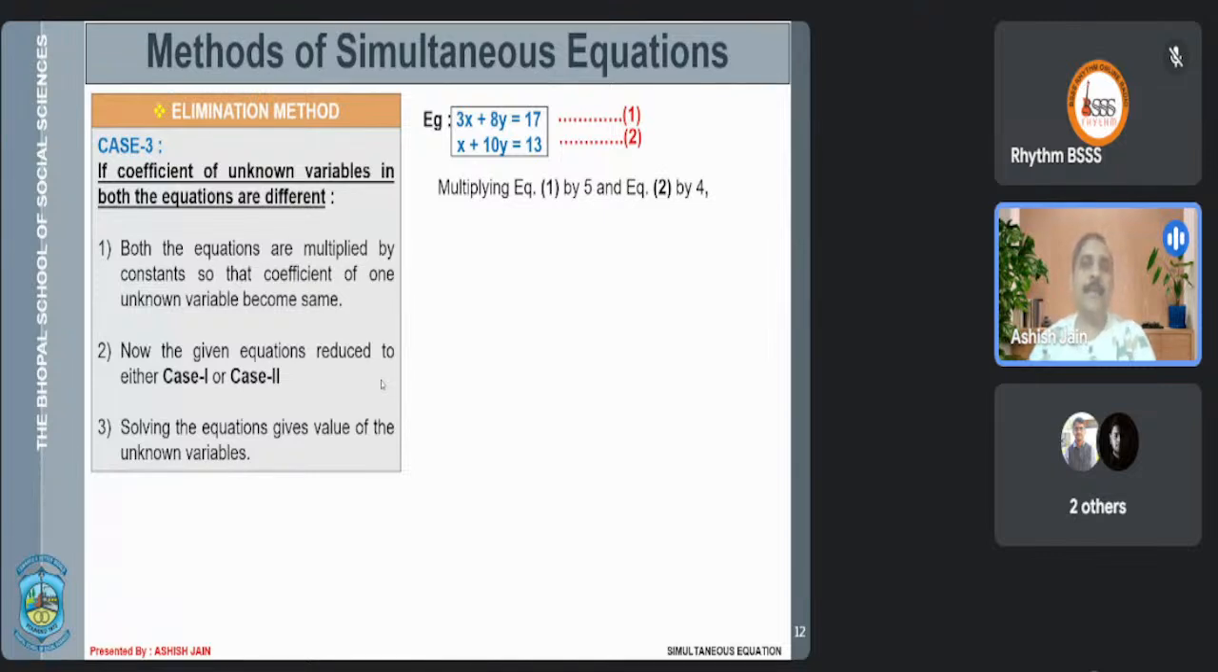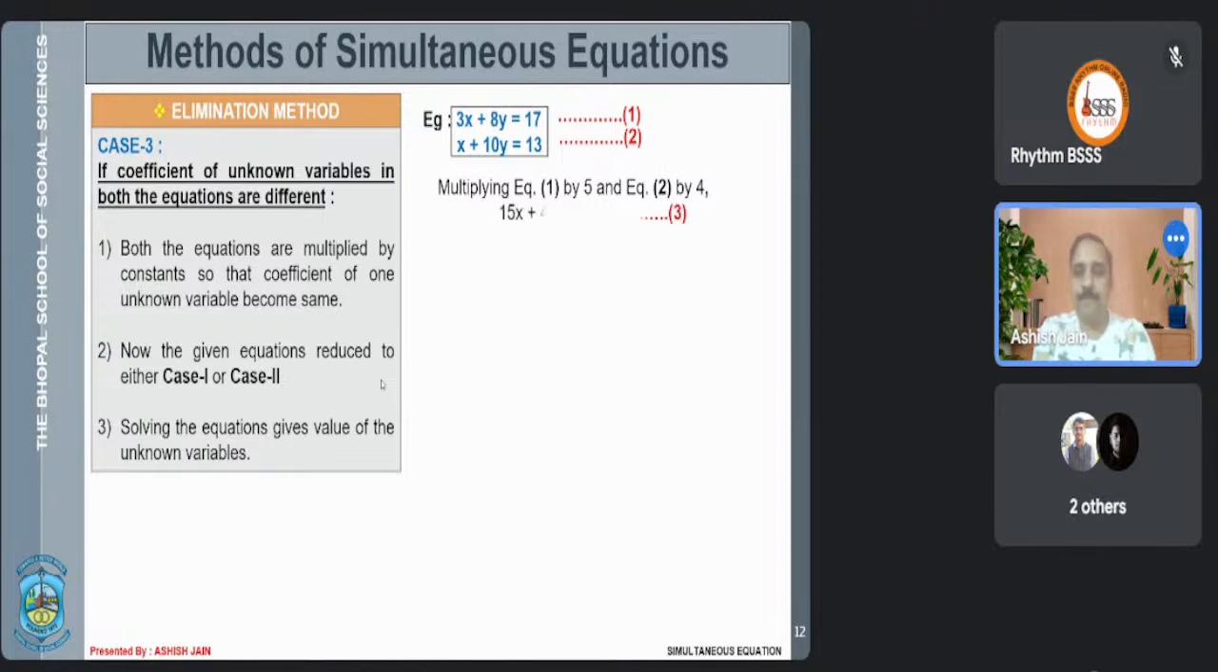That means if I multiply equation number 1 by 5 and I multiply equation number 2 by 4, the coefficients of y become same, right? So here, by seeing the coefficient, you have to decide what factor you will multiply with so that the coefficients of any one variable becomes same. So here I am multiplying equation number 1 by 5 and equation number 2 by 4.